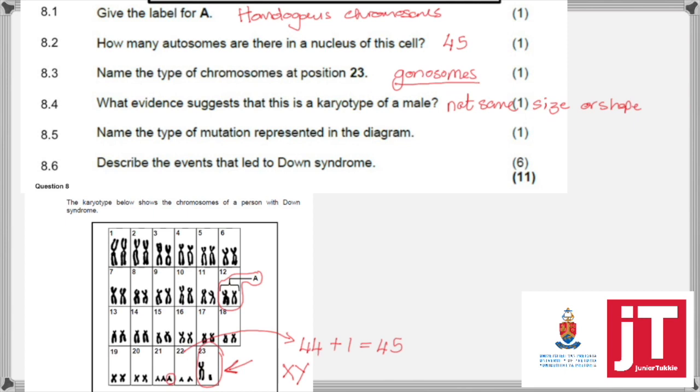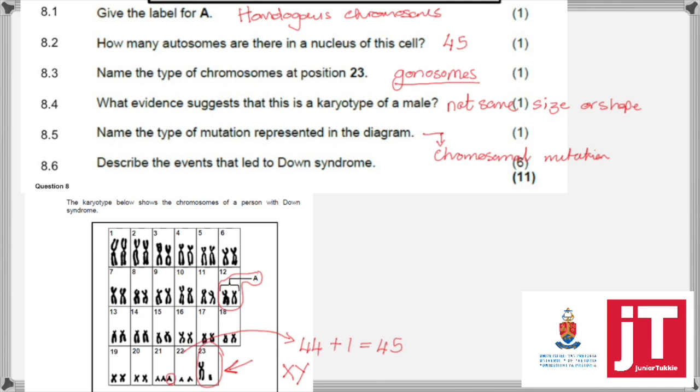Right, 8.5, name the type of mutation represented in the diagram. We know that non-disjunction has taken place here, and this has taken place in the process of meiosis. So we can expect this to be the result of a chromosomal mutation. Right, so it's definitely not a gene mutation because it doesn't have anything to do with the bases on any of these chromosomes, but it rather has to do with the extra or additional chromosome at position number 21. Describe the events that led to Down syndrome.